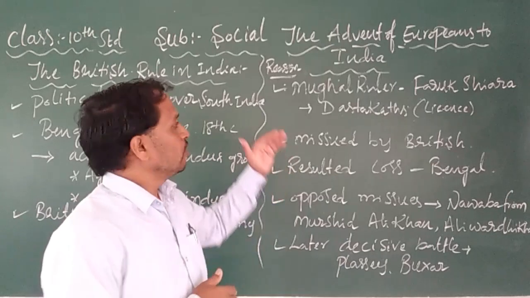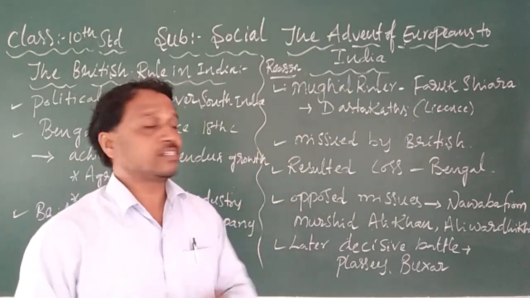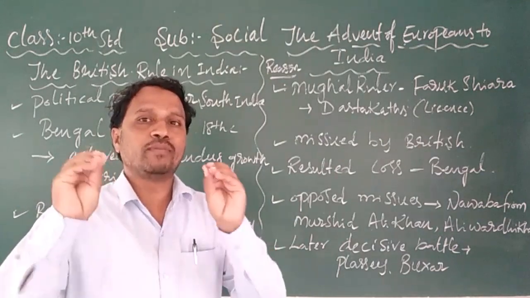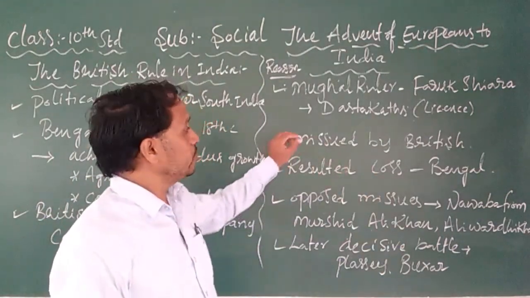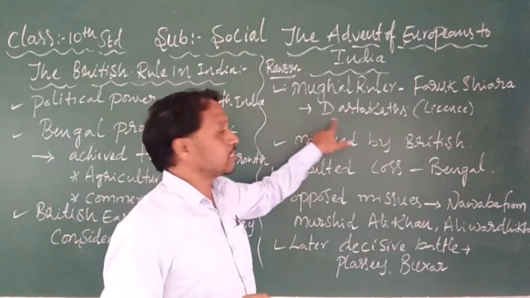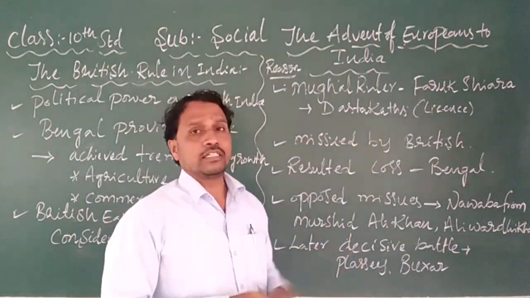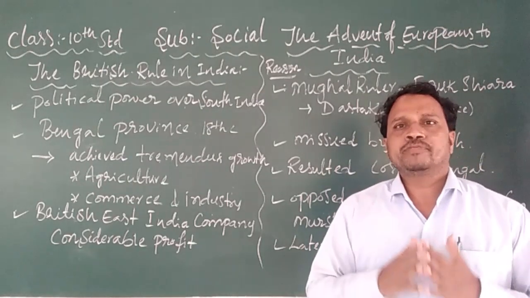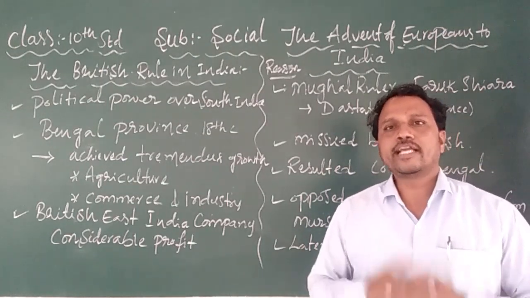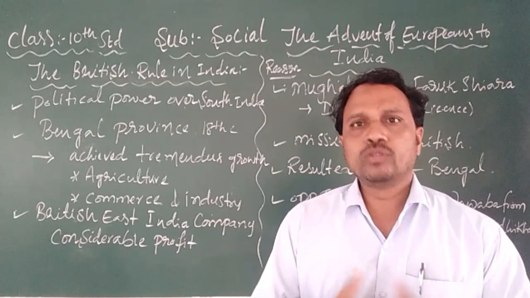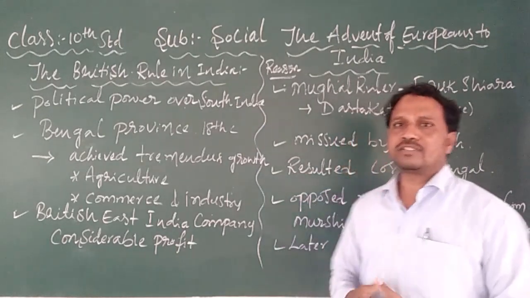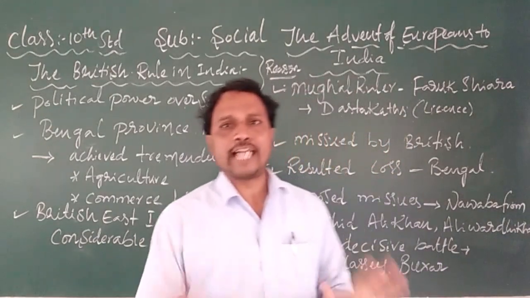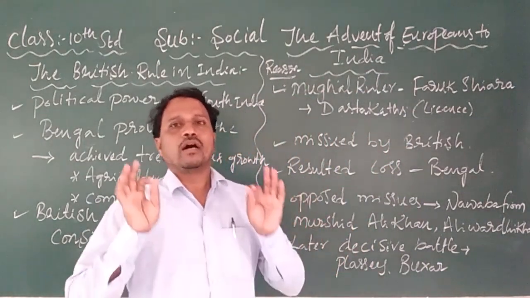At that time, Farukh Shiar gave one license to those doing business there. The license name is Dastakat. Dastakat means not giving any taxes to the government; they can freely do trading. Dastakat is nothing but trading without paying any taxes.